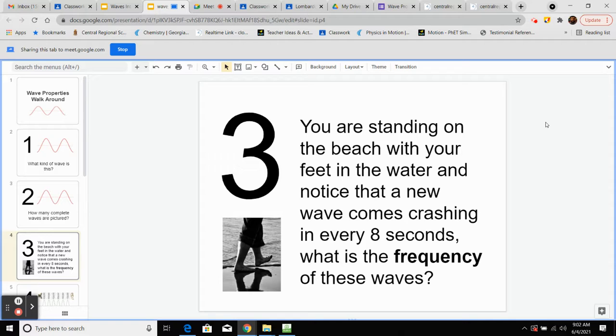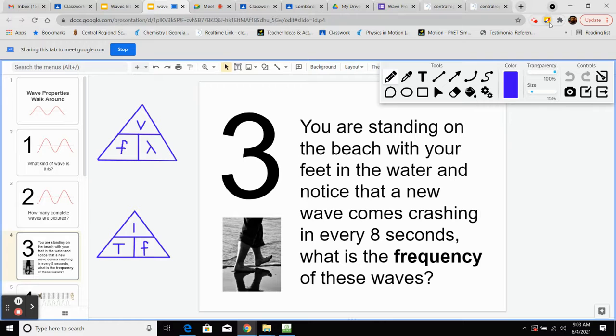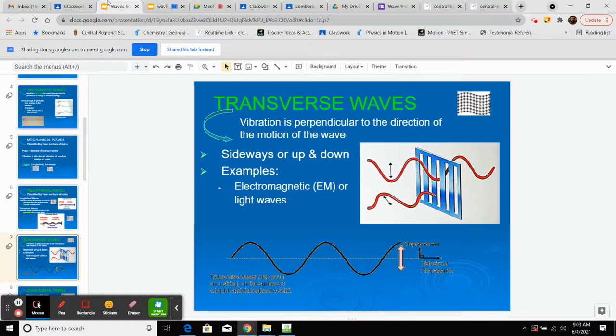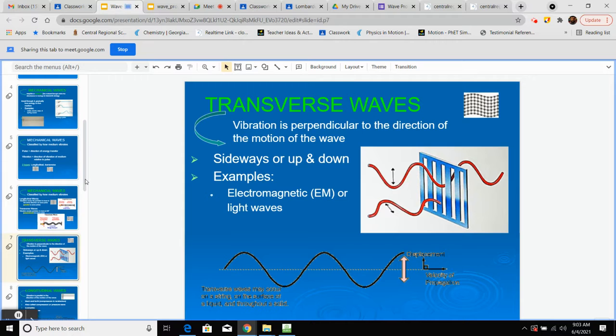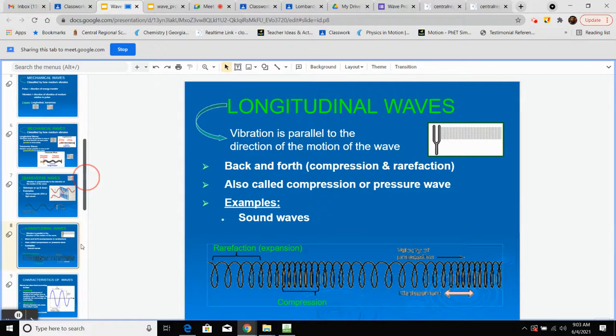Can I read number 3? You are standing on the beach with your feet in the water and notice that a new wave comes crashing in every 8 seconds. What is the frequency of these waves? I don't think you learned that. We did. Yes, sir. So that's why I'm going to show it like this.